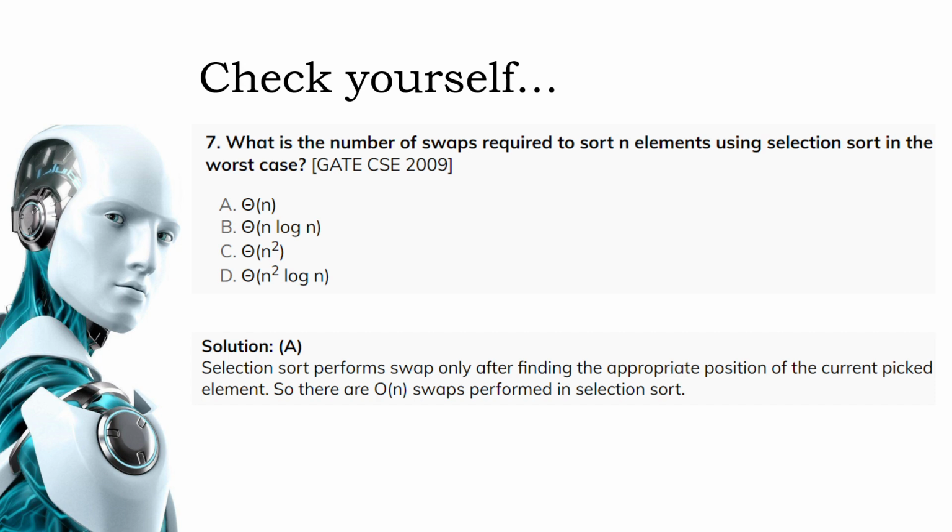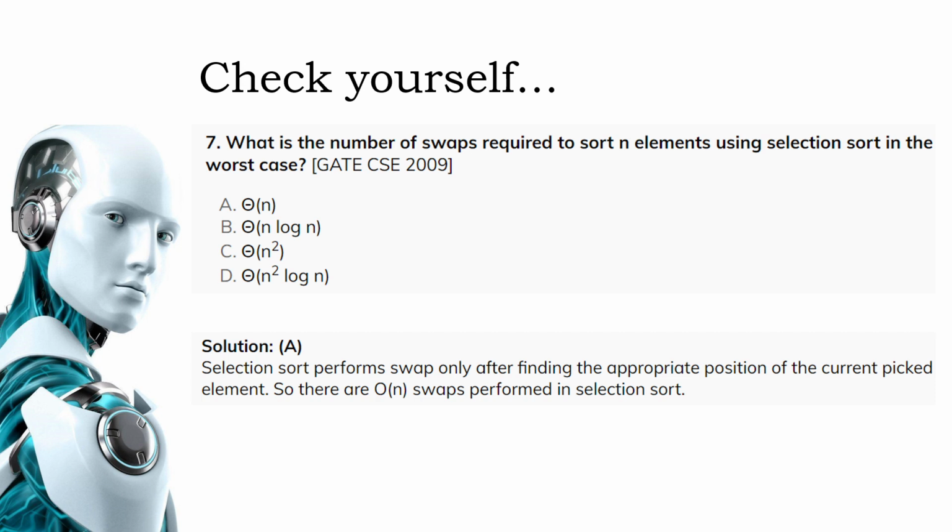The solution is already on the PPT. So what is the number of swaps required to sort n elements using selection sort in the worst case? We know selection sort takes big O of n square to sort in the worst case, that is a decreasing order array.